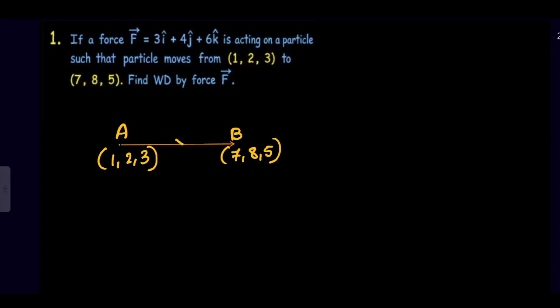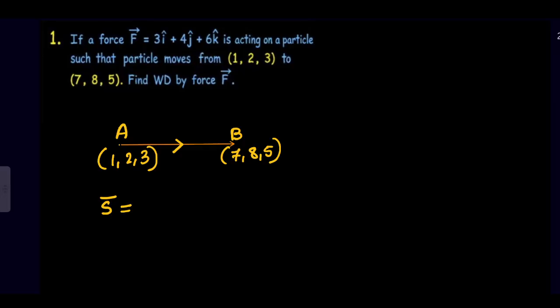Okay, A is the initial point, B is the final point. We'll find the displacement now. So how will you find the displacement here? This is S bar, we can say. That is given as X2 minus X1, Y2 minus Y1, Z2 minus Z1.